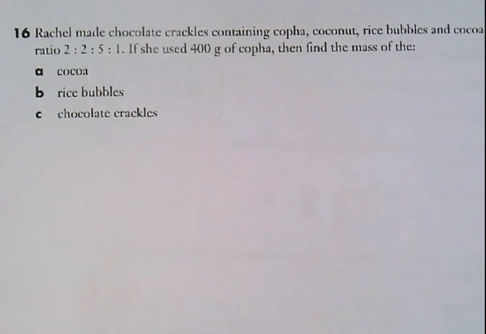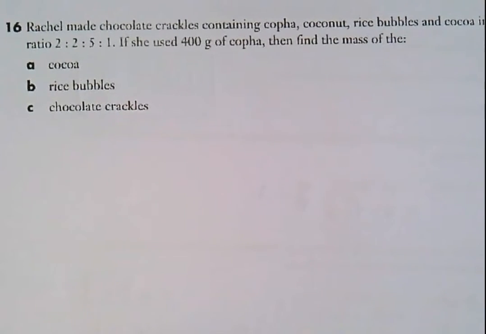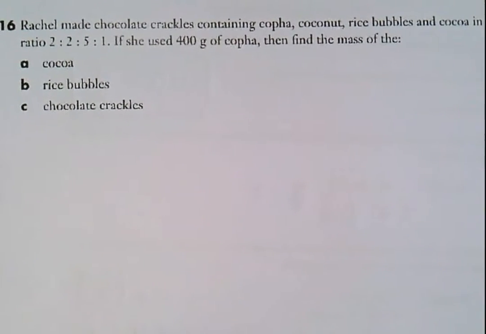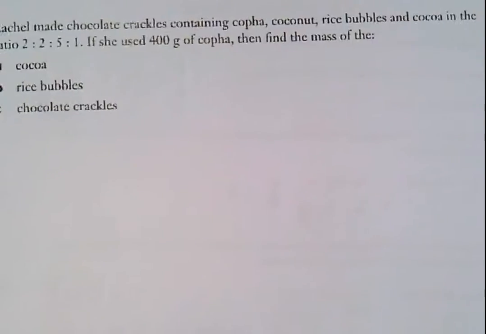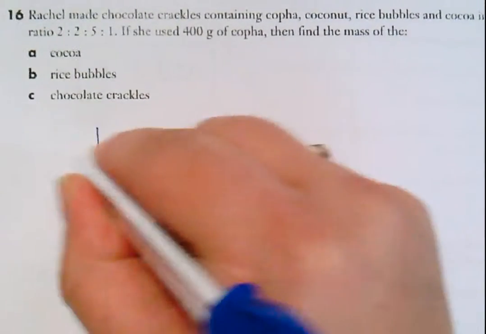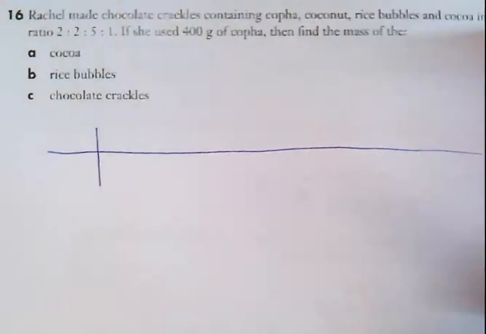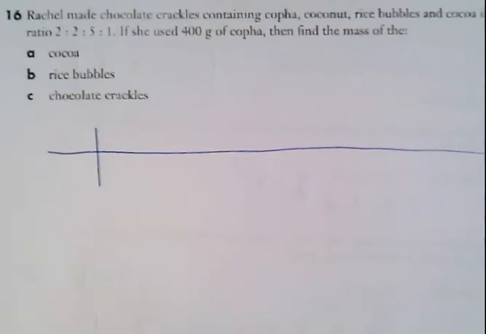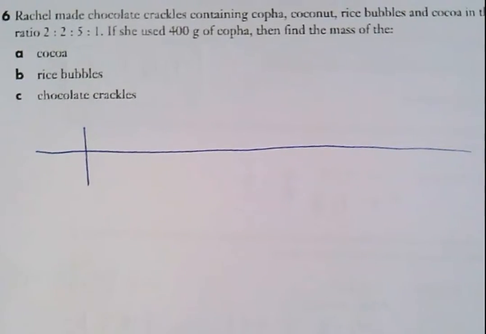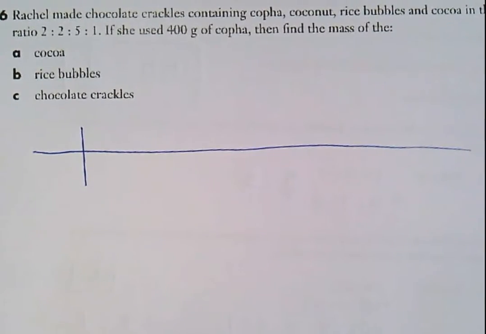Now, Rachel made chocolate crackles containing cocoa, coconut, rice bubbles, and cocoa in the ratio 2 is to 2 is to 5 is to 1. So this is what we do. We put our headings at the top of the table. What are our ingredients? Chocolate crackles is not one of the ingredients. Chocolate crackles is the total column. Do you know what I mean? Because you have to add the cocoa, coconut, rice bubbles and cocoa to make chocolate crackles.